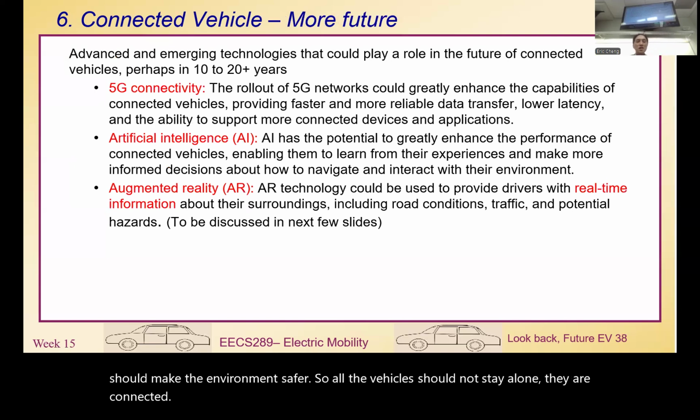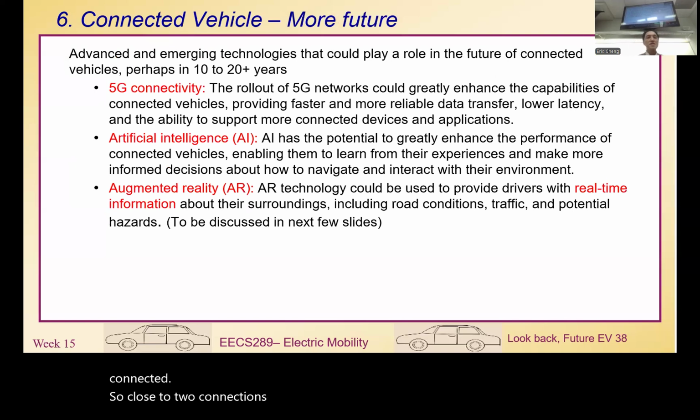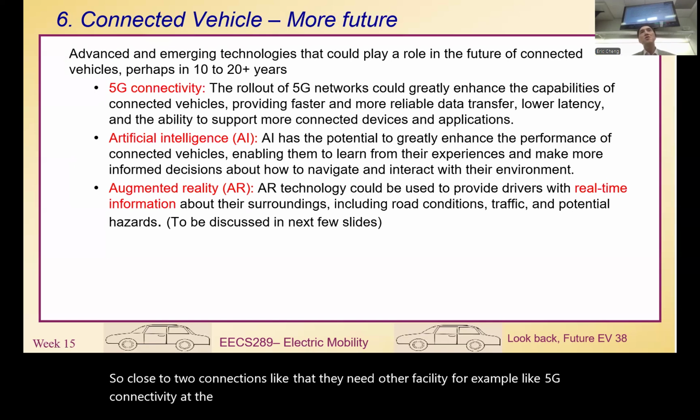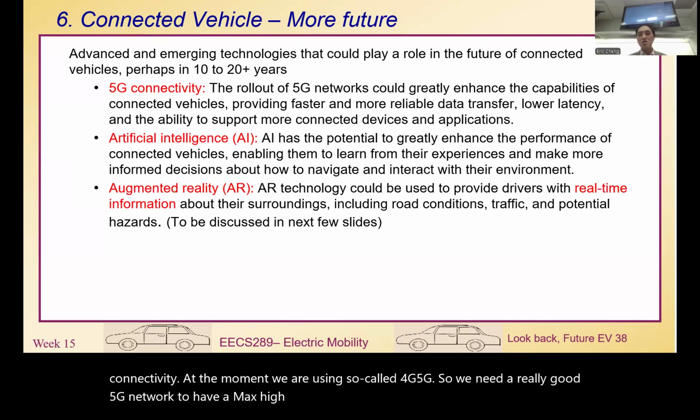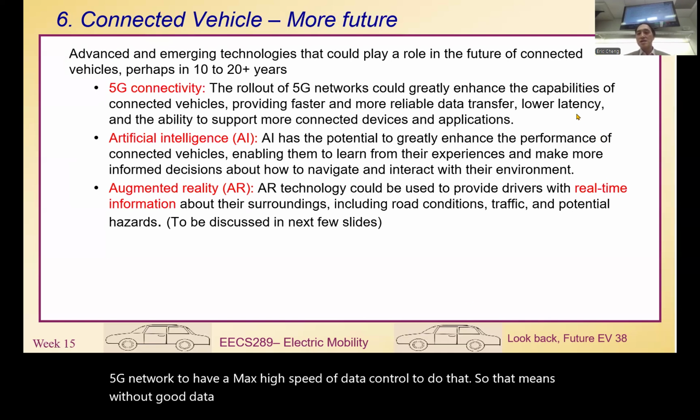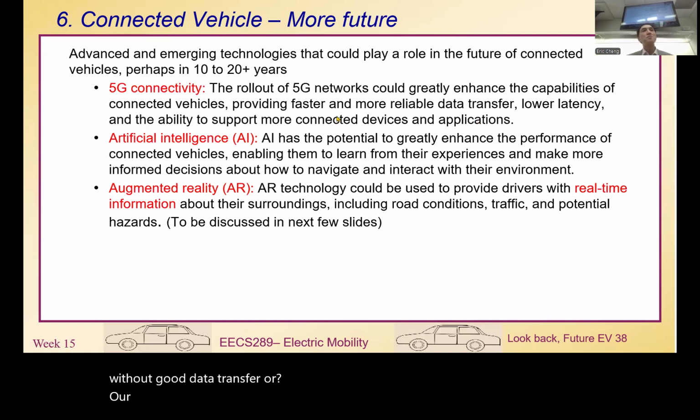So of course, to do connection like that, they need a lot of facility. For example, like 5G connectivity. At the moment, we are using so-called 4G, 5G. So we need a really good 5G network to have a much higher speed of data transfer. That means without good data transfer or latency, then we can't do really good performance for the connected vehicle.